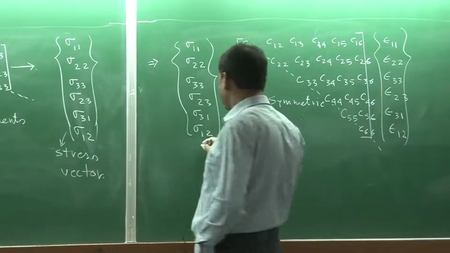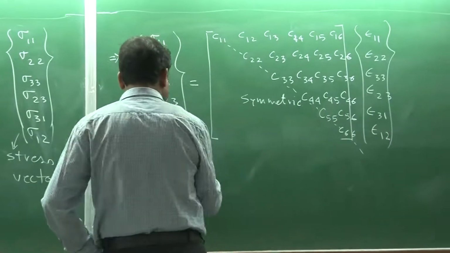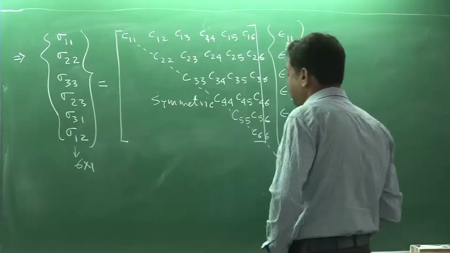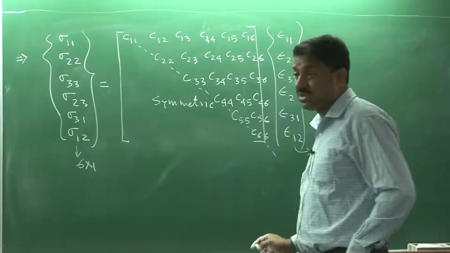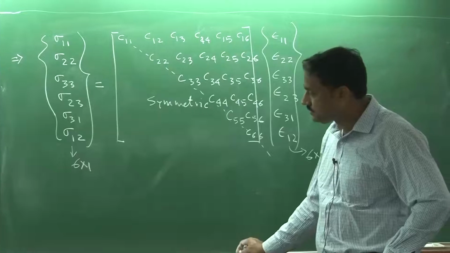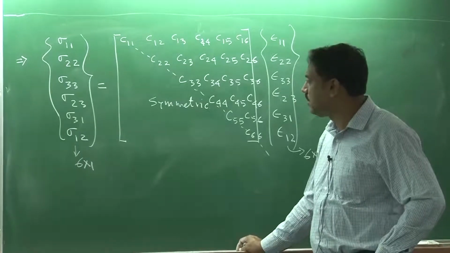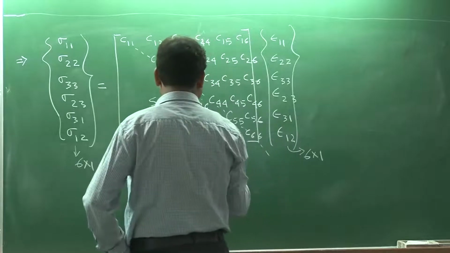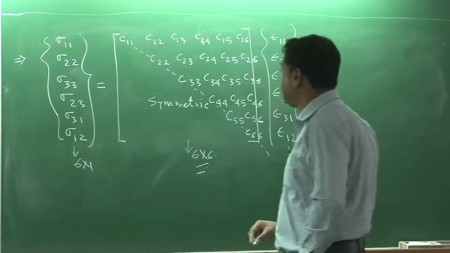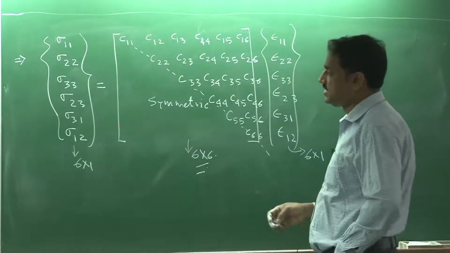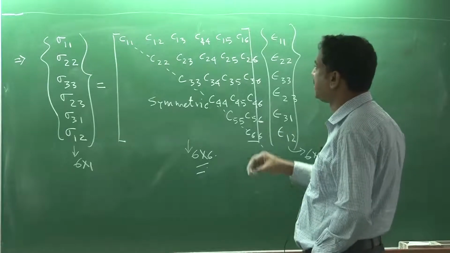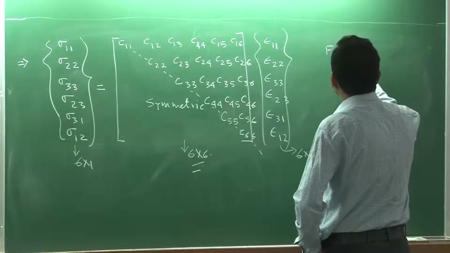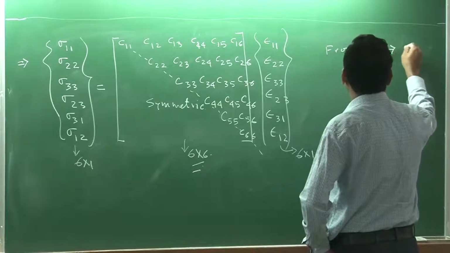So this is 6 by 1, and this also has 6 components, and then I can relate these vectors by a linear map using coefficients, and that is a 6 by 6 matrix. That 6 by 6 matrix is the constitutive matrix, the stress-strain matrix, the elasticity matrix. So, do you see how we go from 81 to 36?